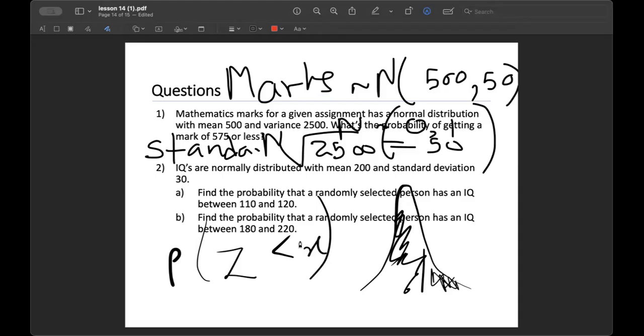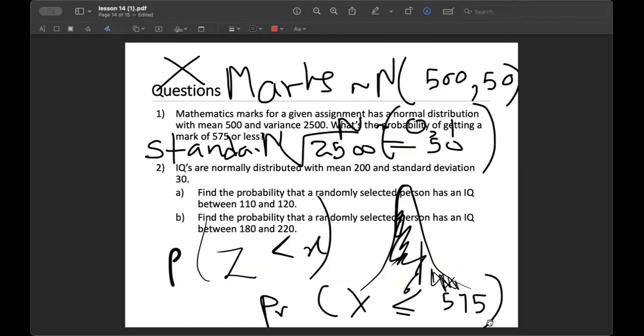Then what do we want? Originally x is this. What we want is the probability of getting a mark of 575 or less. That is, we want to calculate the probability when x is less than or equal to 575. But we can't calculate this because this is a normal distribution. We have to convert it into a standard normal.